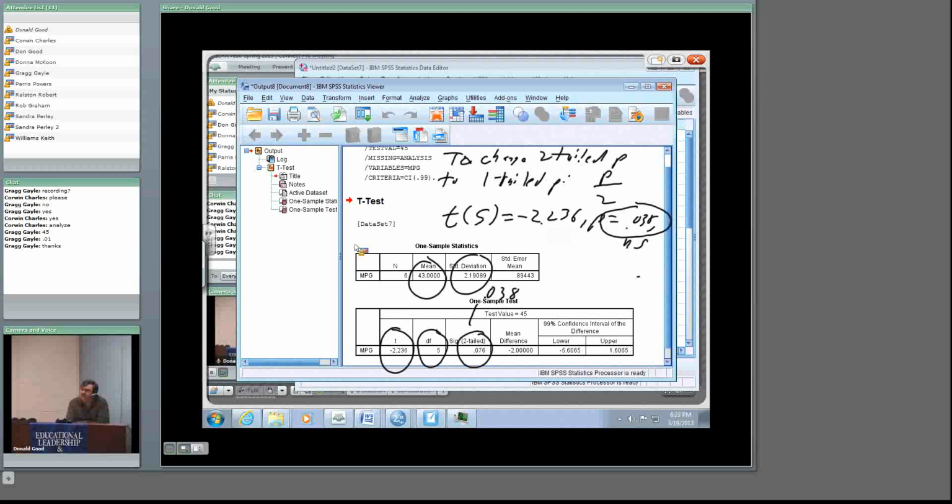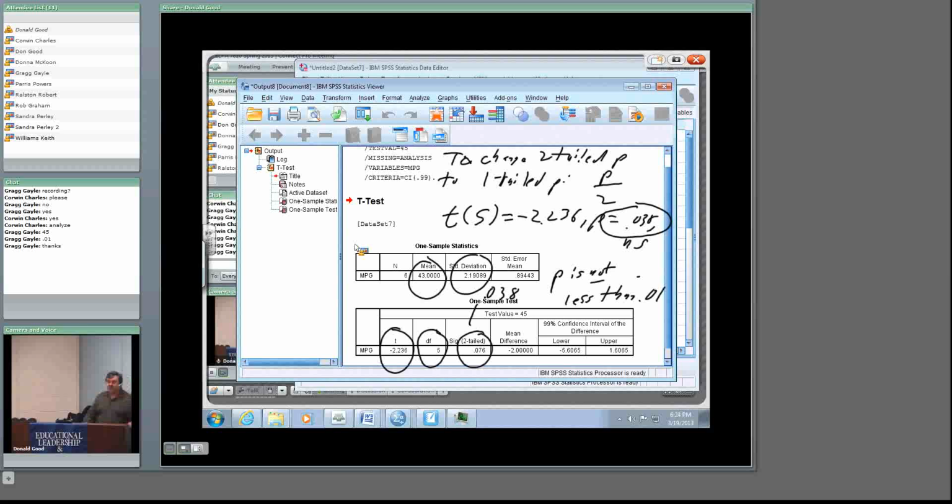Well, yes, it does. But let me say it's slightly different. The answer is no, it's not significant because P is not less than our alpha level of 0.01. Yeah, you said it's greater than, which is true. So we're not saying different things at all. We're saying the same thing, just a little bit differently.